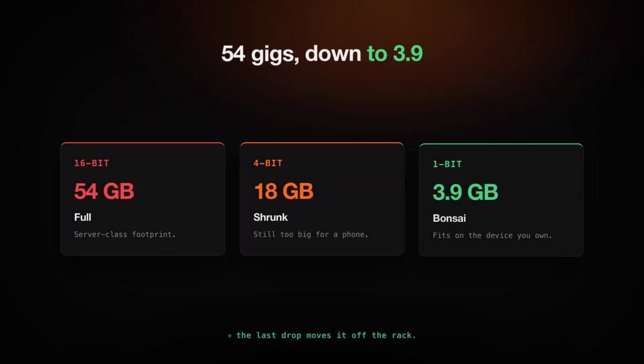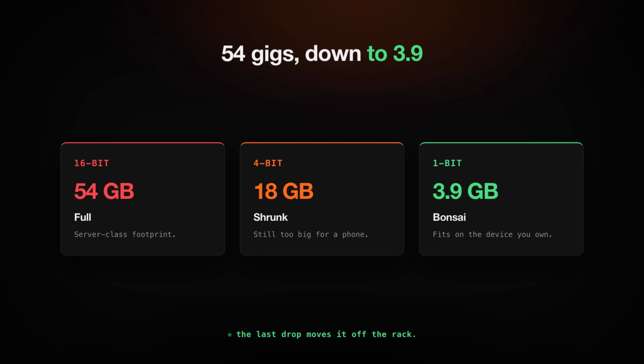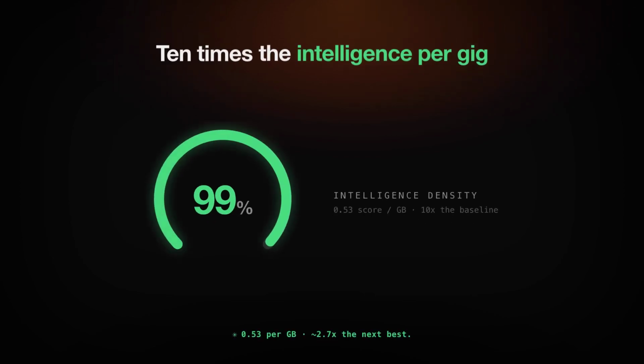Put the sizes side by side. 54 gigabytes full, 18 at 4-bit, 3.9 for 1-bit Bonsai. That last drop is the one that moves a model off a server rack and onto a device you actually own. There's a cleaner way to say it. Intelligence per gigabyte. 1-bit Bonsai delivers about 0.53 points of benchmark score for every gigabyte it uses. That's more than 10 times the full precision model, and roughly 2.7 times the next best low-bit build.